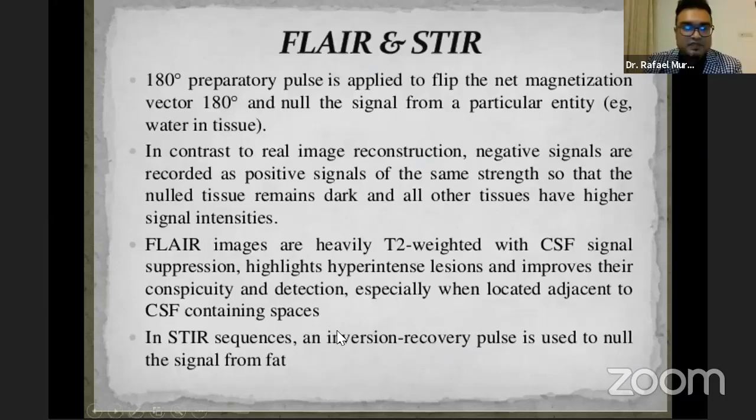diagnosis. A 180 degree preparatory pulse is applied to flip the net magnetization vector 180 degrees and null the signal from a particular entity, such as water and tissue. So in contrast to real image reconstruction, the negative signals are recorded as positive signals of the same strength, so that the nulled tissue remains dark and all other tissues have higher signal intensities. So FLAIR images are heavily T2 weighted with CSF signal suppression, that is what I've said, and highlight the hyperintense lesions and improve their conspicuity and detection, especially when located adjacent to the CSF containing spaces.